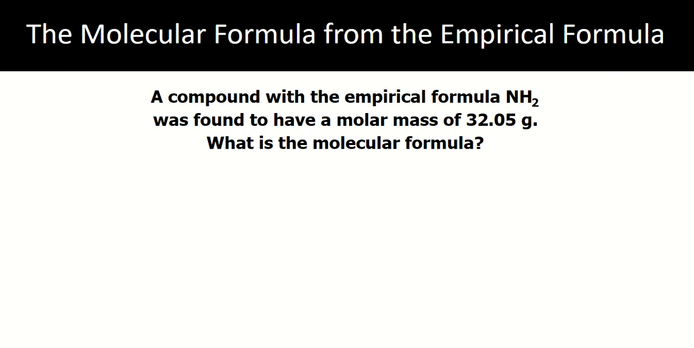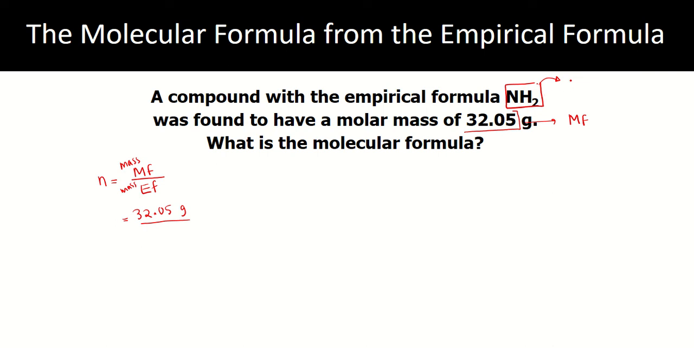Let me work on a couple of examples here. The question says we have a compound with this empirical formula. The empirical formula is this one. And we have the mass of the molecular formula, so this is the molar mass of the molecular formula. So you are going to say n is molecular formula over empirical formula. So you need to write the mass for each one. The molecular formula mass is given, 32.05 grams. How about the empirical formula? You just need to calculate the mass of this empirical formula.